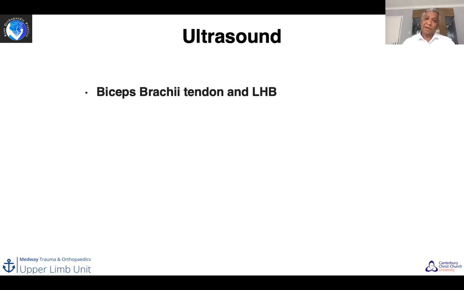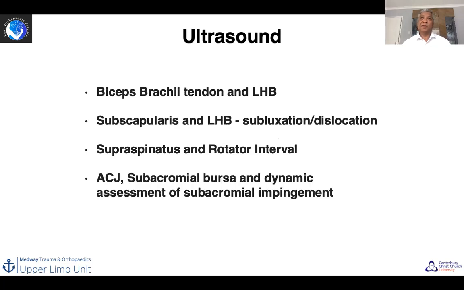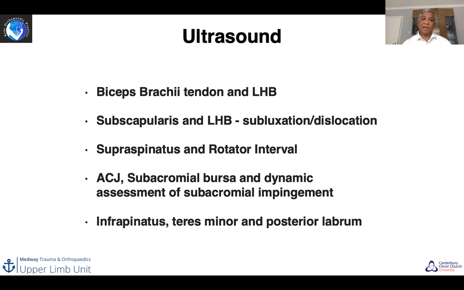Generally, I tend to start off with scanning the biceps brachii tendon and the long head of biceps, looking at the subscapularis and the long head of biceps for any subluxation or dislocation, and going across over to see the supraspinatus and the rotator interval, and then assess the AC joint, the subacromial bursa, and the impingement dynamically. And this is where the issue with ultrasound arises. As a clinician, I'm relying on another person to interpret, and I'm making the diagnosis with their help.